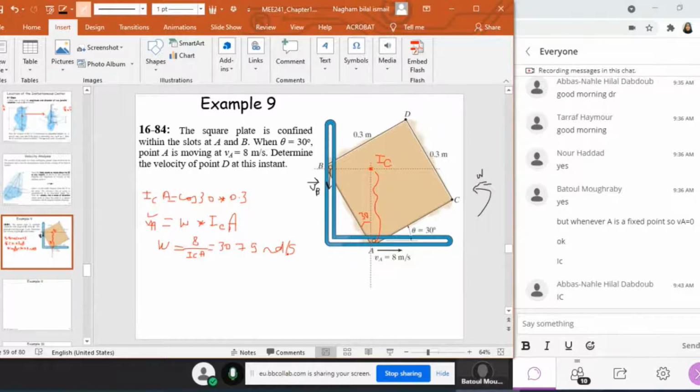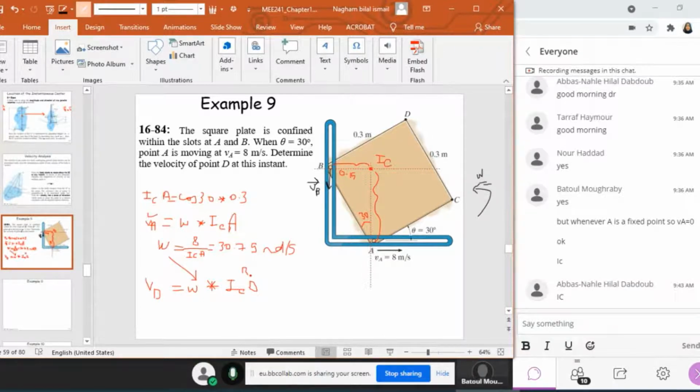Now the question is to determine the velocity at point D. In order to do this, I'm going to find the velocity of point B and then relate D to B. In fact, there's no need to even find VB because the question is to find VD. But I can find ICB, because I'm going to use it later to find VD. ICB is, of course, sine 30 times 0.3, which means it is 0.15. I know omega of the square plate, so if I know IC to D, I can directly find VD. VD is equal to this omega that I know times ICD.